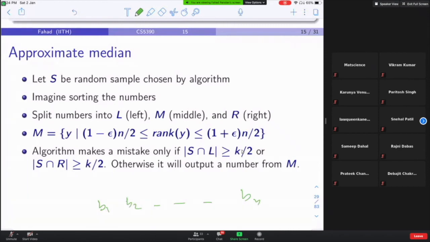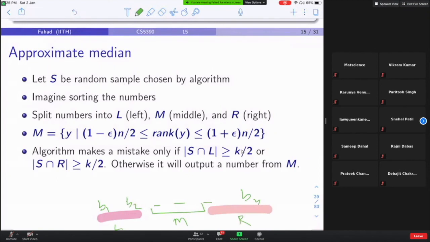Now the middle portion is within the range 1 minus epsilon n by 2 to 1 plus epsilon n by 2. So if your algorithm outputs something from this middle range, your algorithm is correct. This portion is left, this portion is right, and this is middle.